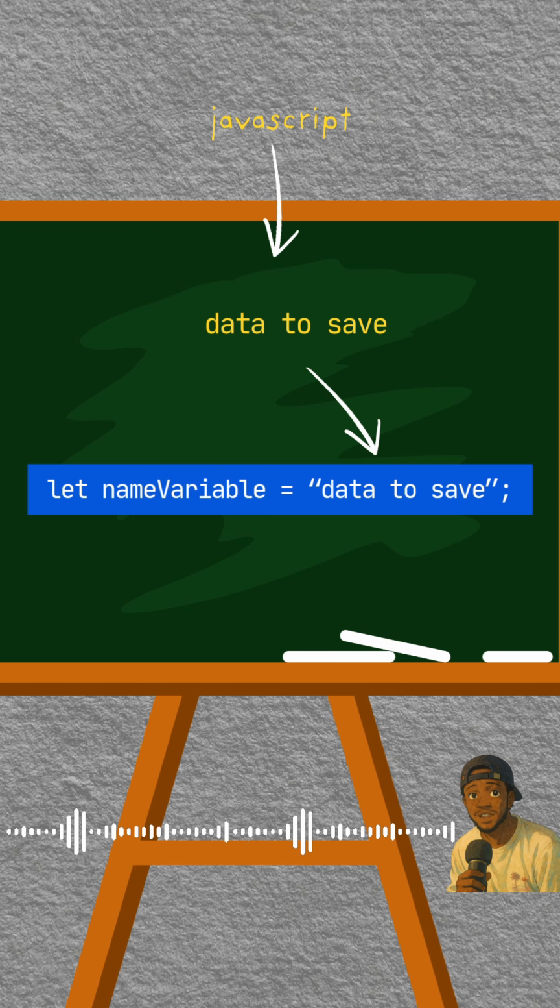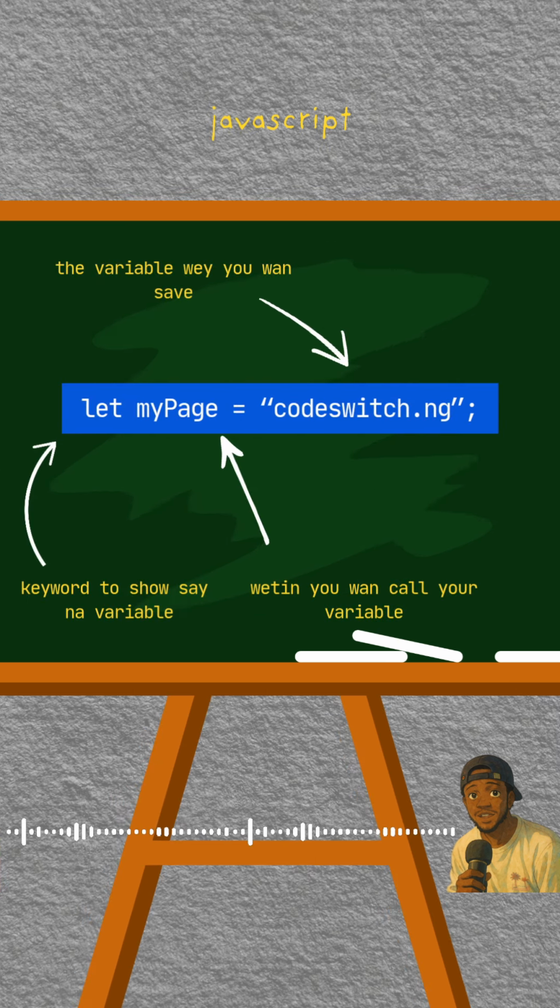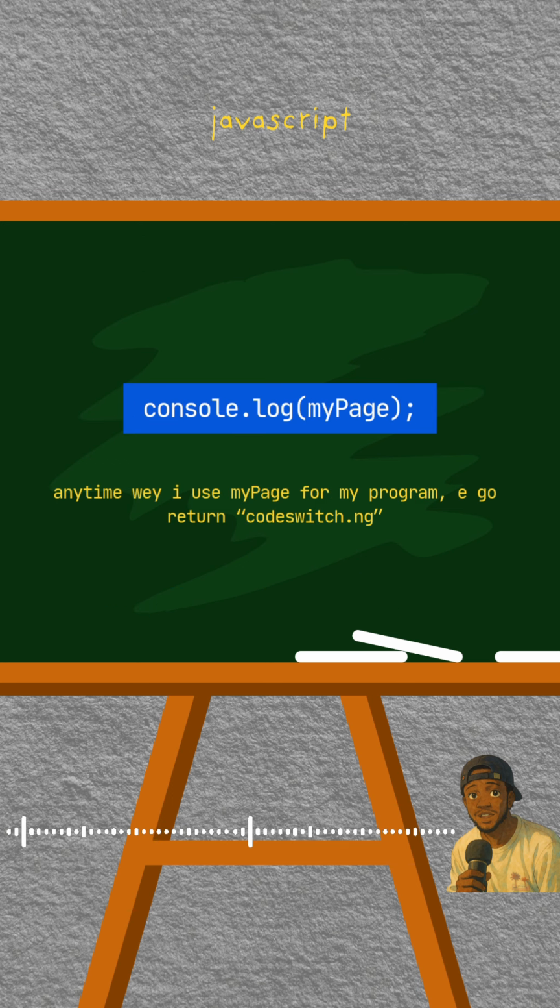Let's say I want save the name of my page to use again for my program. I go just write down like this. So now if I want use the name of my page for my program, I no go dey need to write that again. I will just dey write the name of the variable where I take save am.